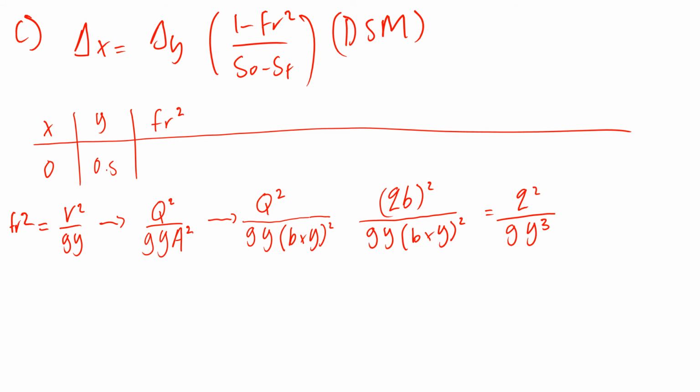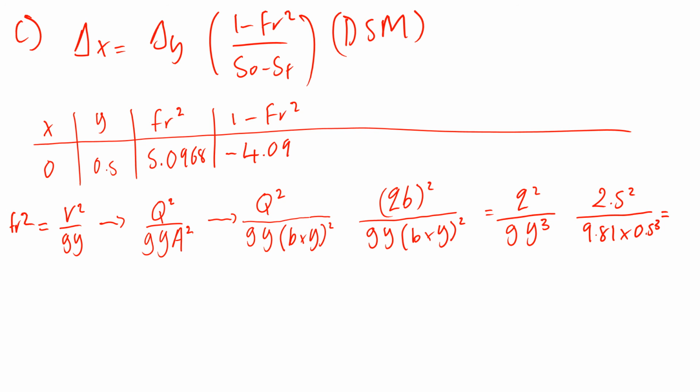So you work that out as 2.5 squared divided by 9.81 times 0.5 cubed. And the answer for that you get is 5.0968. The next part is 1 minus Fr squared. So it's just 1 minus the Fr squared which you just worked out. So you get minus 4.096.